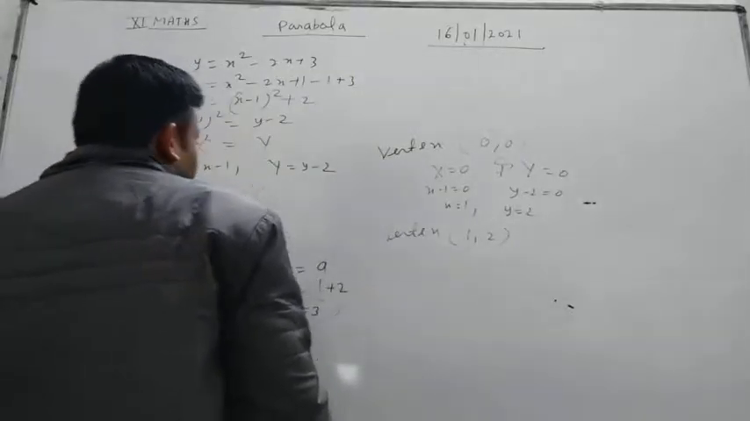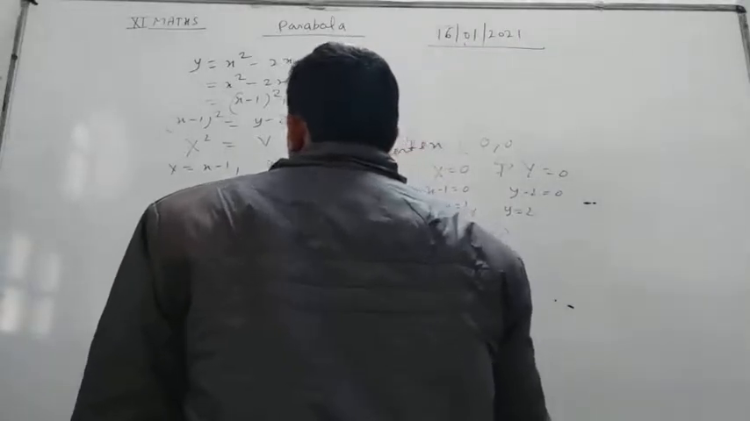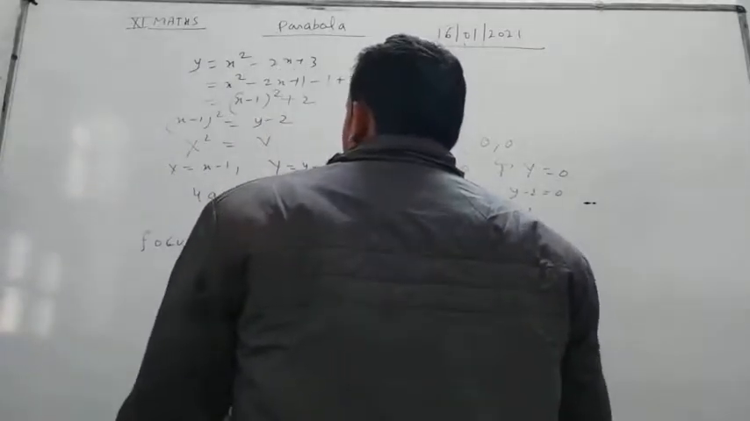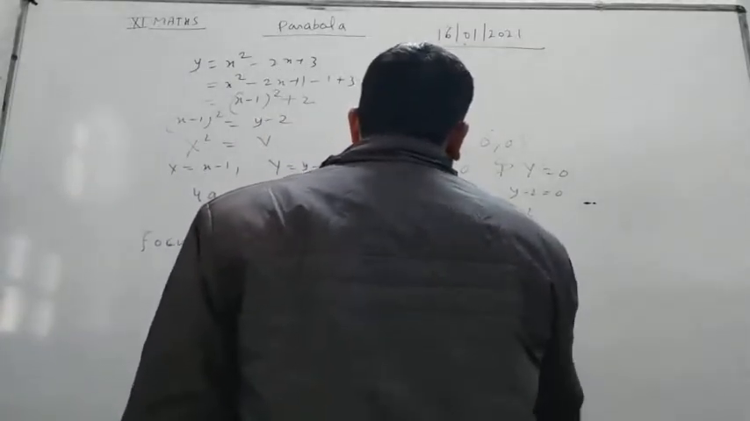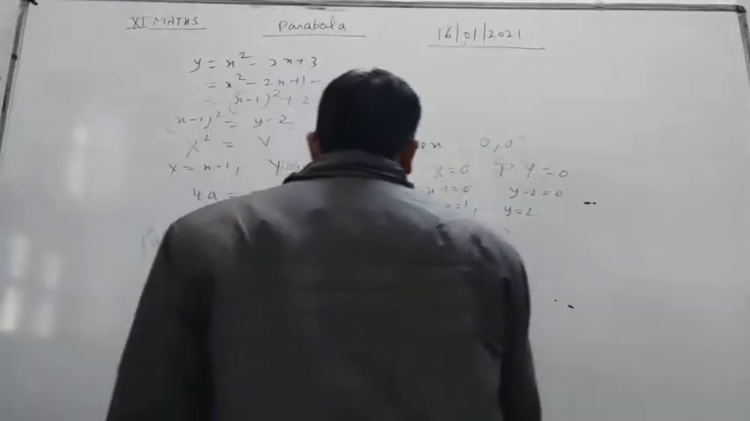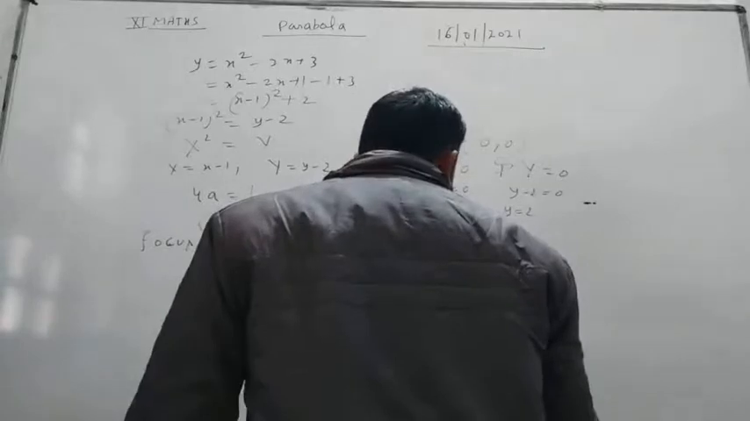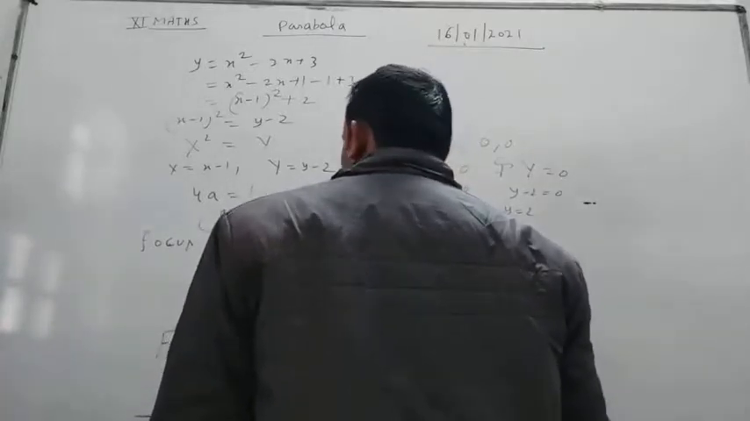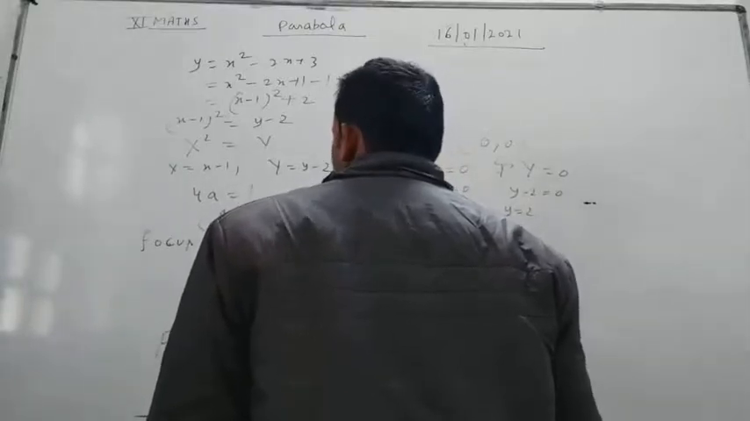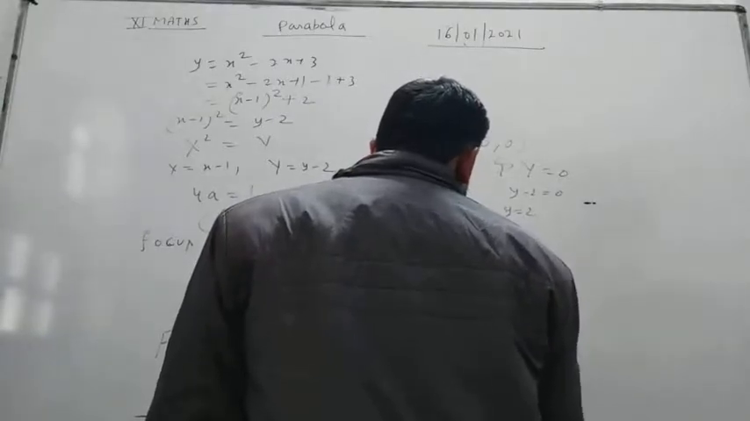Now we have to find its directrix. So its directrix will be, student, what is the equation of directrix here. We see that this will be Y plus a is equal to 0. So capital Y is y minus 2 and a is 1. So this is y minus 1, so y is equal to 1.